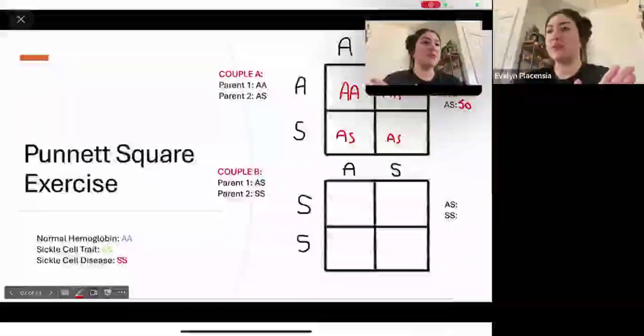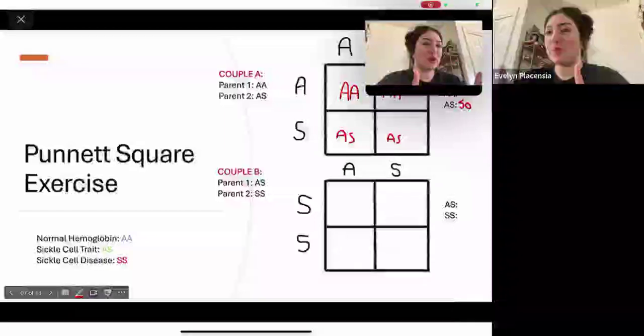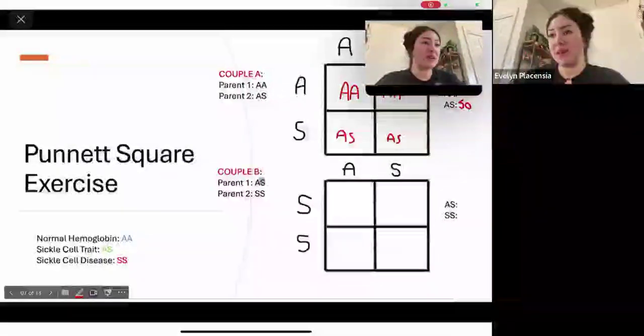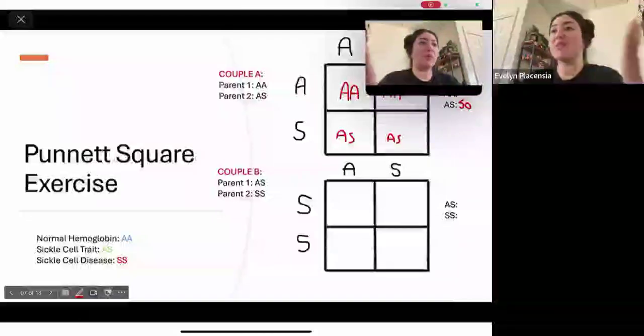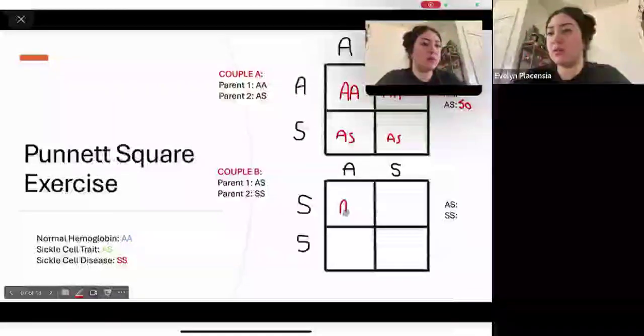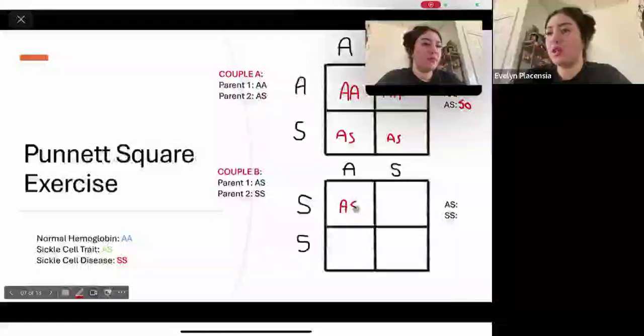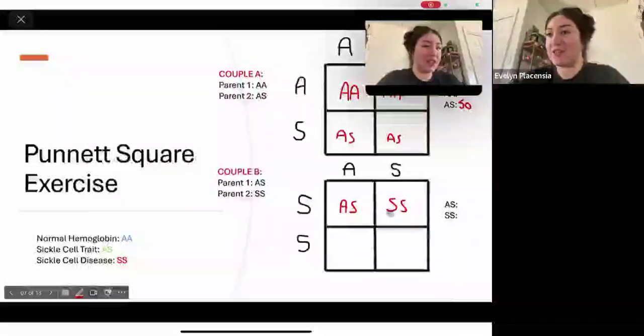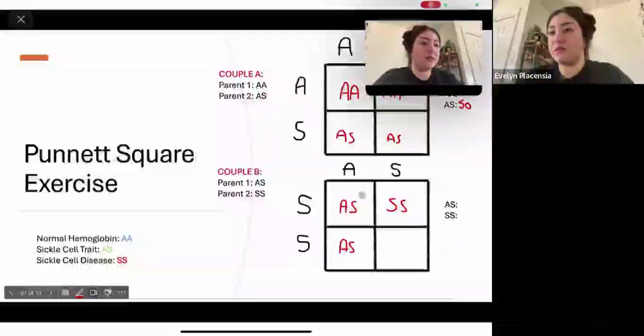All right, now let's move on to couple B. This one is a bit different. We have one carrier parent and one parent with the disease. So what will the genetic makeup percentage be if they were to have kids? Very quickly: okay, that's a 25% chance of them being a carrier, 25% chance of them having the disease. Now we're at 50% carrier.